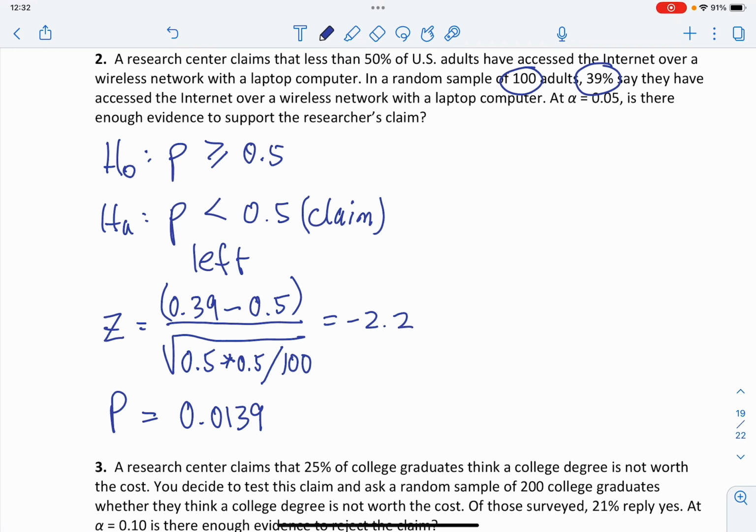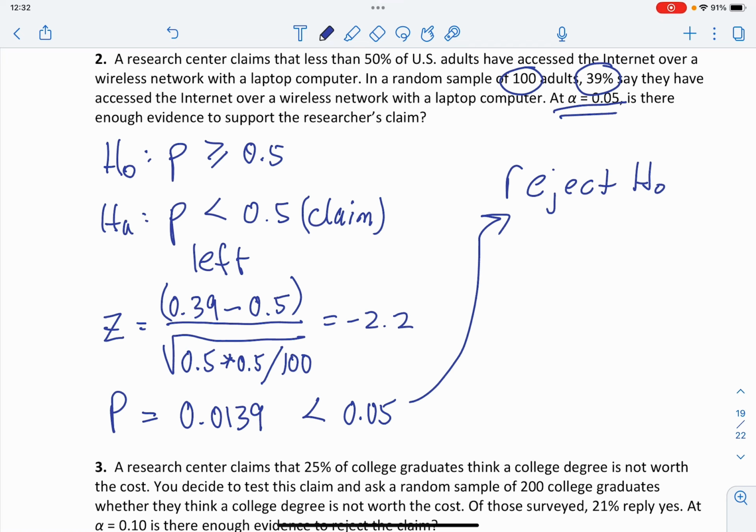That is less than alpha, right? Alpha again is 0.05 right there. Right? So when p is less than alpha, that is reject H sub 0. Right? And final conclusion, we reject H sub 0.